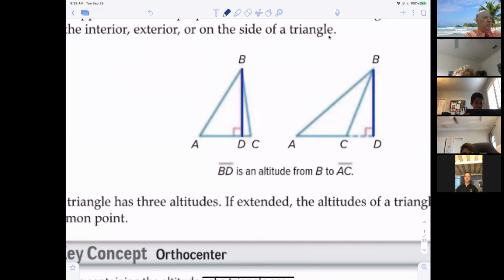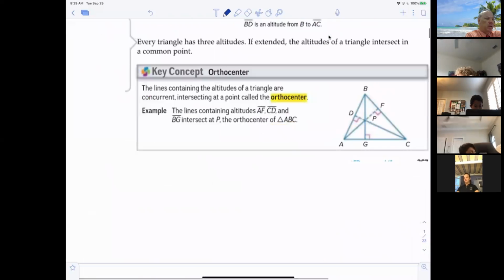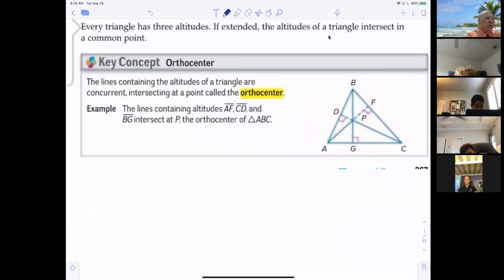Now, to me, the Ortho Center is the boring one, because it doesn't really give anything special here. There is just the point of concurrency called the Ortho Center, and I found out that ortho has a root that actually means perpendicular. That's why they call it that. Ortho means perpendicular in some other language.